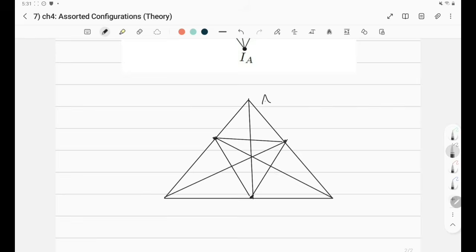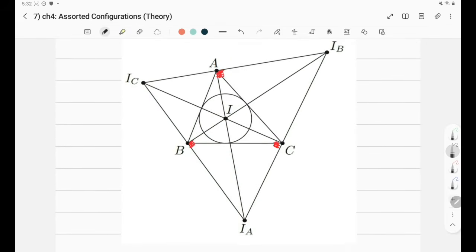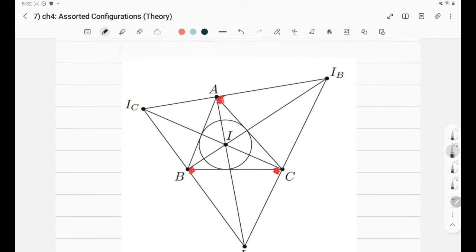So this small orthic triangle, what does ABC now represent for it? It represents its excentral triangle, right? And you should know that H actually represents the incenter for this triangle, which is the orthic triangle. So keep that in mind. That's very useful, this duality of the concepts.